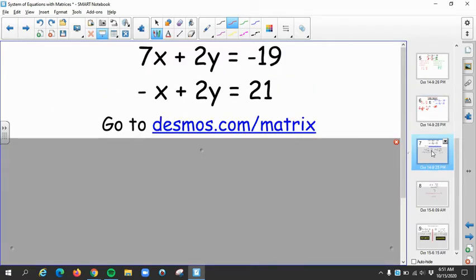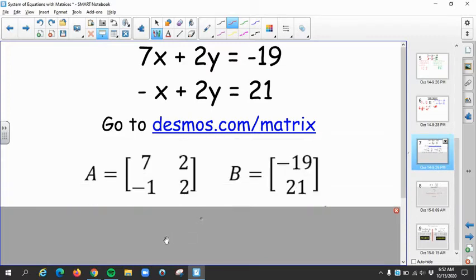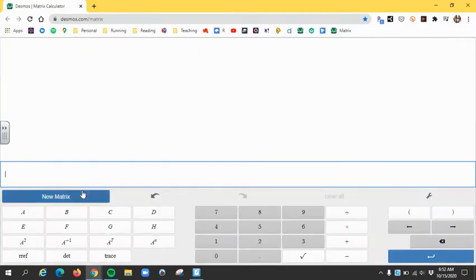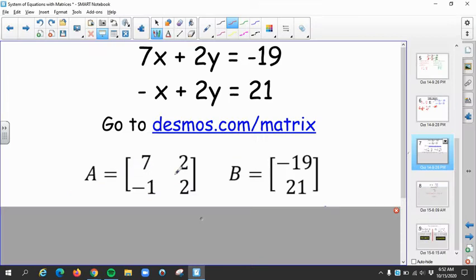So what I would like for you to do, if you have not yet, is go to desmos.com/matrix, and we're going to type in those two equations. So there's A and there's B. So let's type those in. You're going to click on this blue button that says New Matrix. It's already set up as a 2 by 2, and I'm going to type the coefficients, the 7, the 2, the -1, and the 2 in my first matrix A.